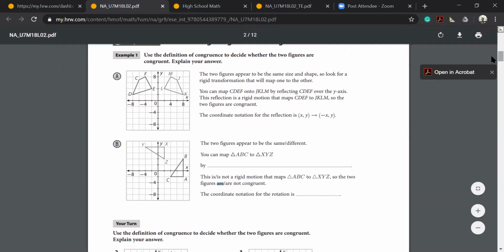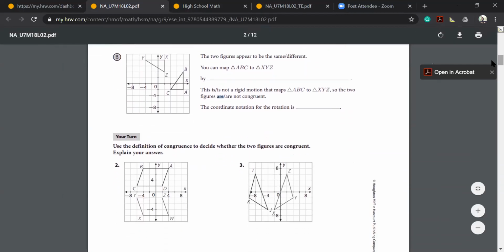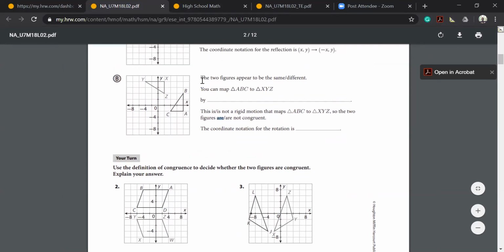Okay, I will leave questions 2 and 3 for you. You have to try to do it by yourself. It's very easy here. You have to tell me a sentence like this. The question is asking about a sentence like this: the two figures appear to be, and then you tell me same or a different size, and this can be mapped by, tell me which kind of transformation is happening, and this is or is not a rigid motion, so the two figures are or are not congruent, and then write for me the coordinate notation. This sentence, all of this should be written once in here and in here.